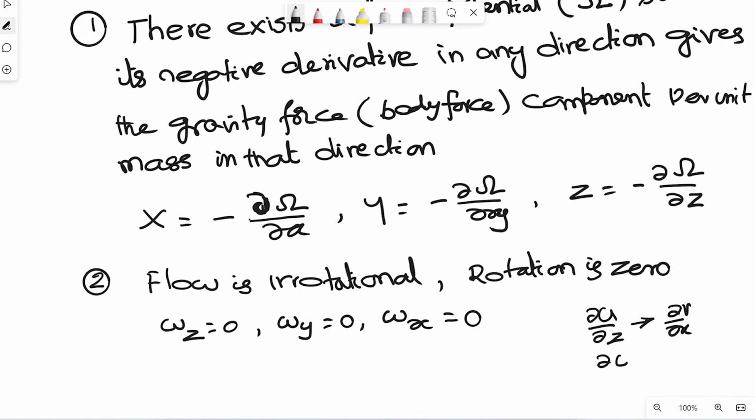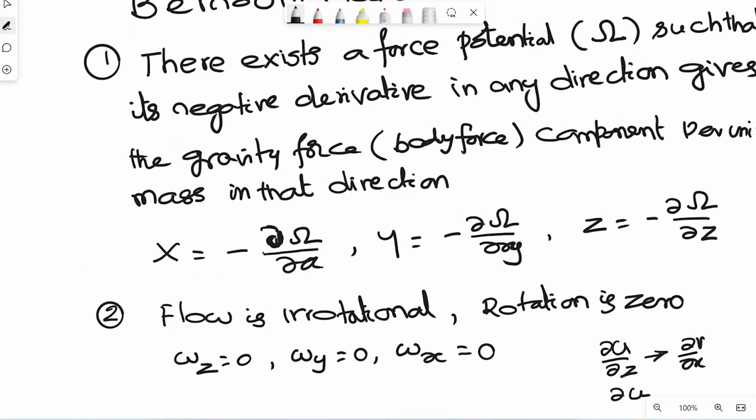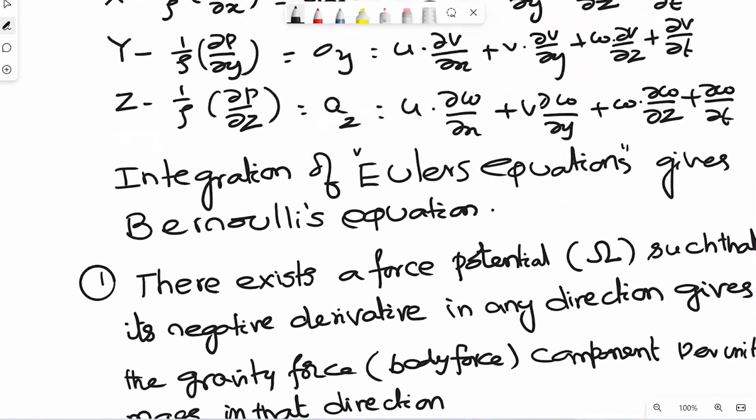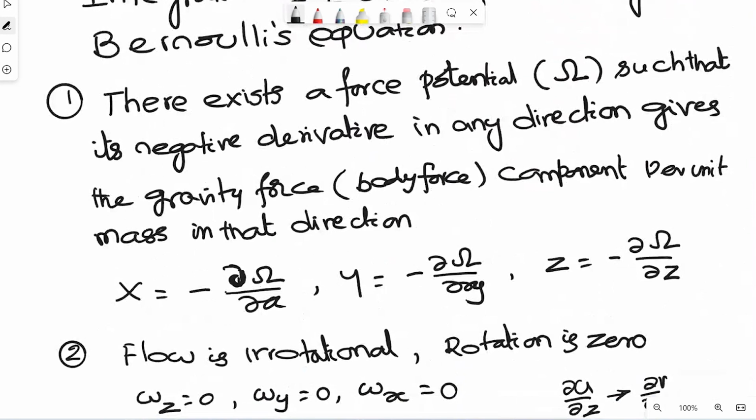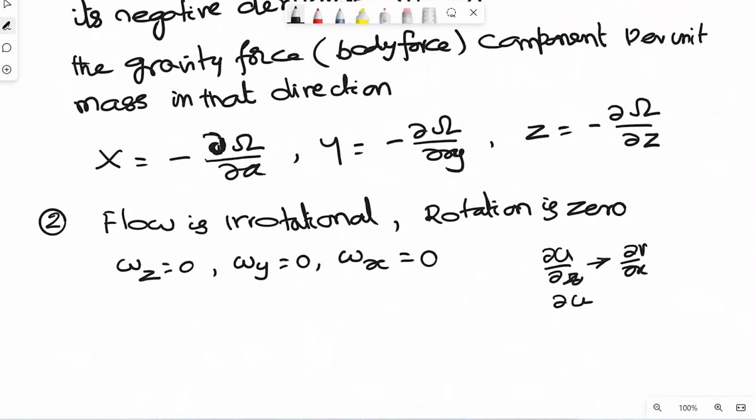And similarly, ∂u/∂y, we want to replace with ∂v/∂x. Similarly, ∂u/∂z, we want to replace with ∂w/∂x. Why? Because if all the denominators are with respect to x, then integration is simple. Let us start from a mathematical point of view rather than the physical definition.